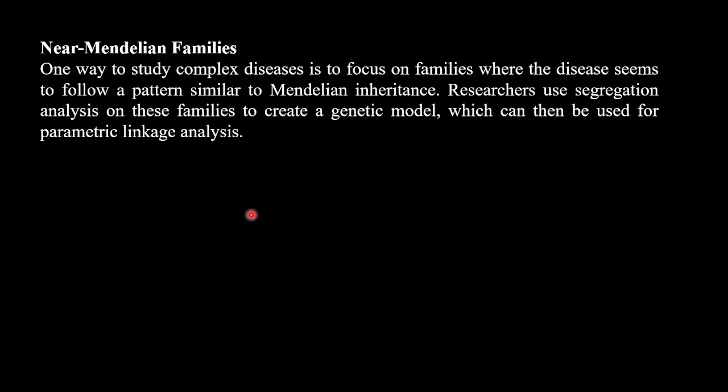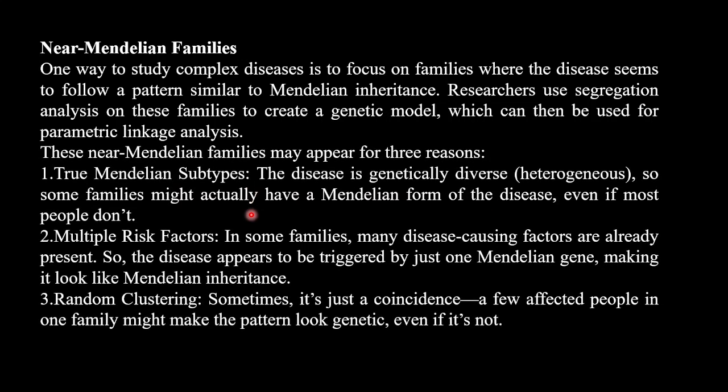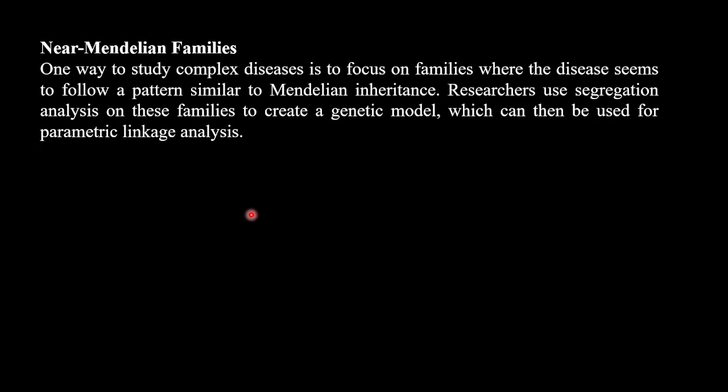So whenever complex traits are studied, they are studied in near Mendelian families. Near Mendelian families are families which are not following the exact Mendelian pattern, but they are following a sort of Mendelian inheritance. For example, take the BRCA mutation in breast cancer. This gene is mutated, but all the carriers will not develop the disease. So these kinds of families are known as near Mendelian families.